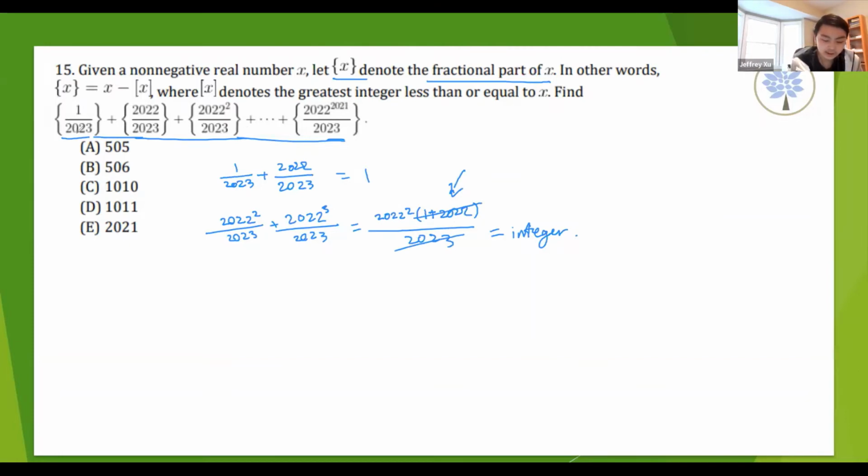So this means that for every two consecutive terms, the sum of their fractional parts is just 1. And we have 2022 terms, so there's 1011 pairs, and each pair will sum to 1. So the answer is 1011.